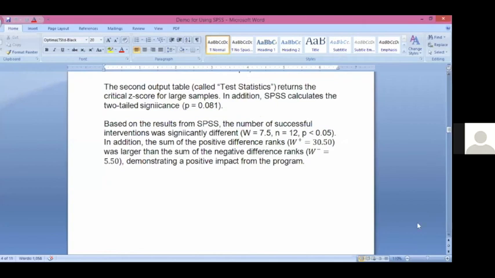Then look at here. Based on the SPSS result, the number of successful interventions was significantly different. W is 5.5, N is this, P is this. Actually, this is 5.5, I'm sorry. And W plus is 30.50, which was larger than the sum of the negative ranks. The negative ranks sum is 5.50, demonstrating the positive impact of the program.